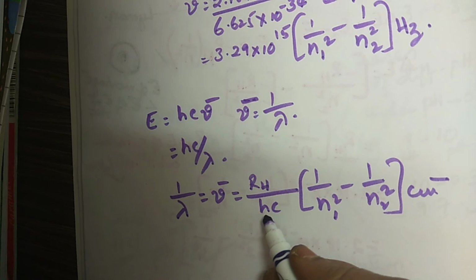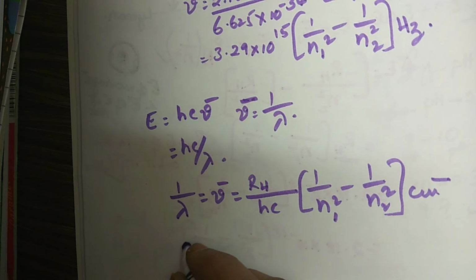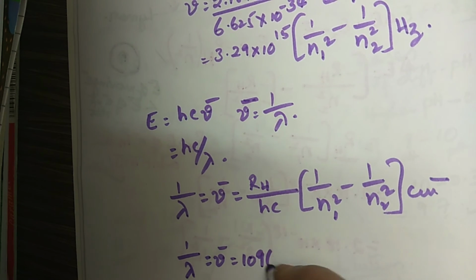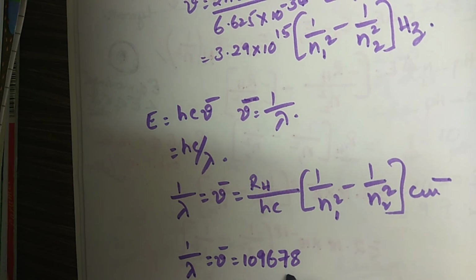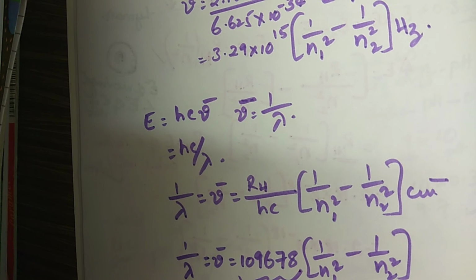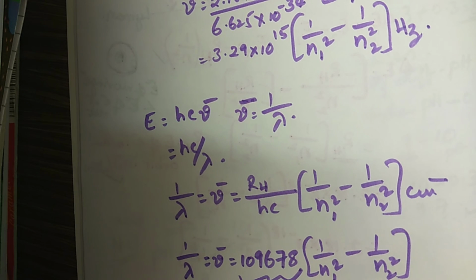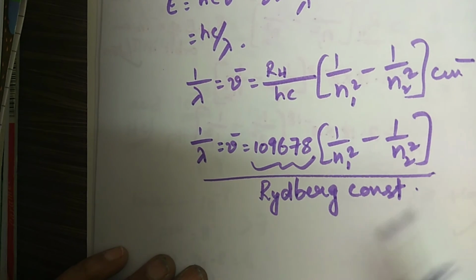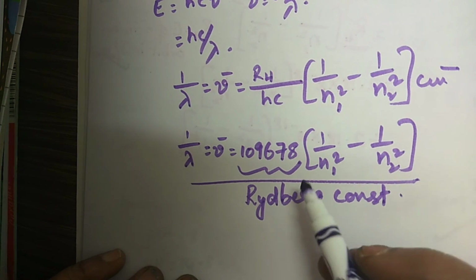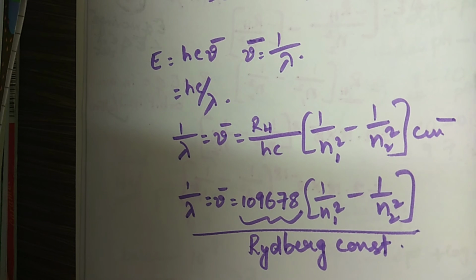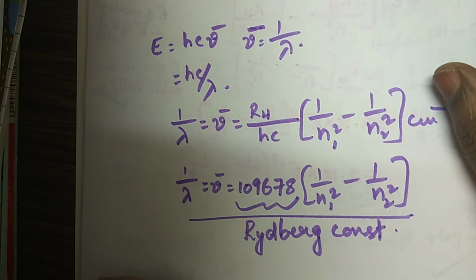On substituting these values, h is Planck's constant and c is the velocity of light, we will get 1 by lambda, or nu bar, is equal to 109,678 into 1 by N1 square minus 1 by N2 square. Right? This value is known as the Rydberg constant, and this equation is known as the Rydberg equation. By using these equations, we can calculate the difference of energy or the frequency or the wavelength associated with the emitted photon in the emission spectrum.